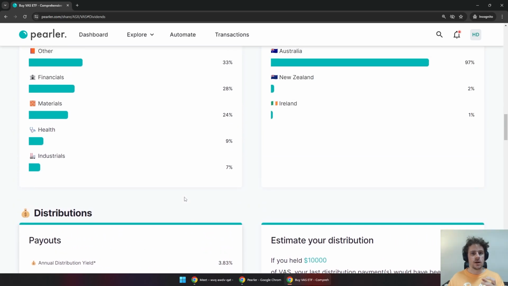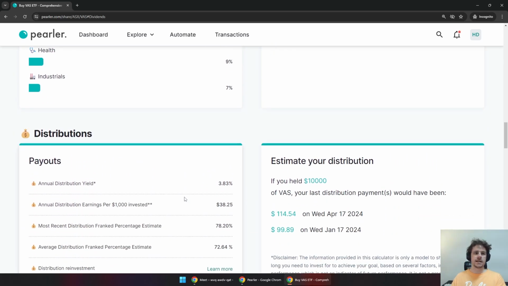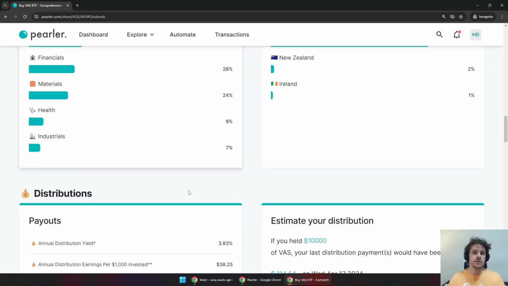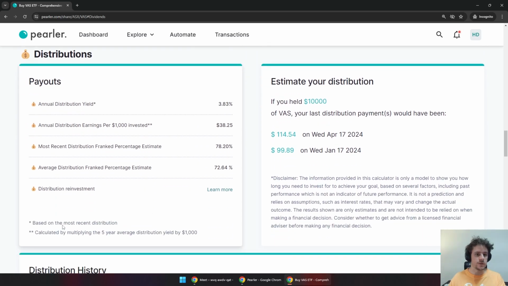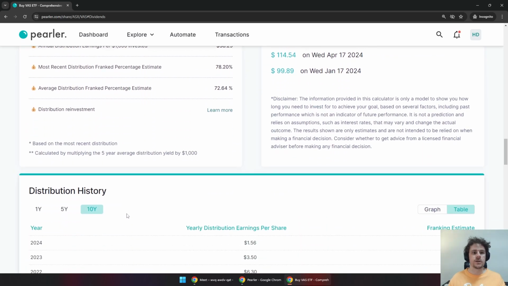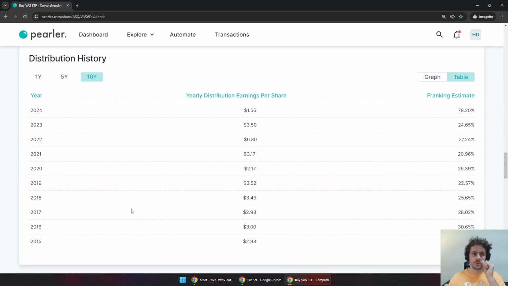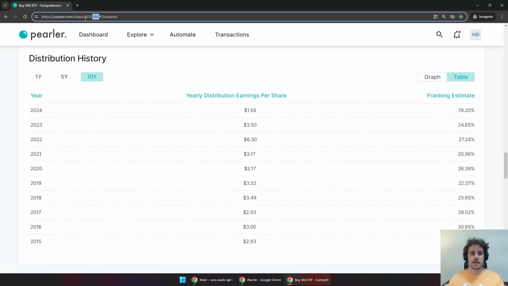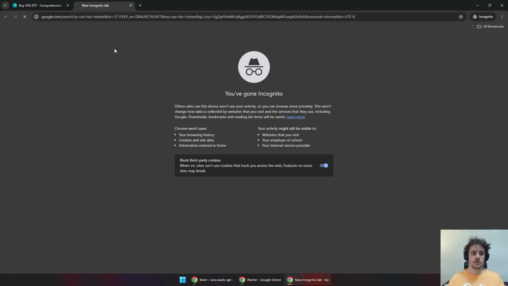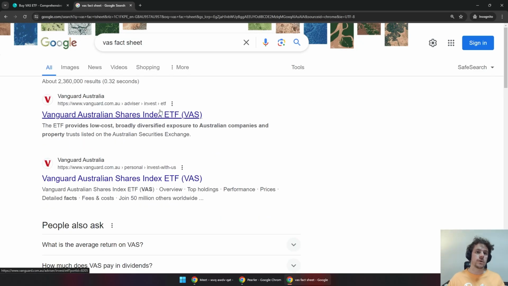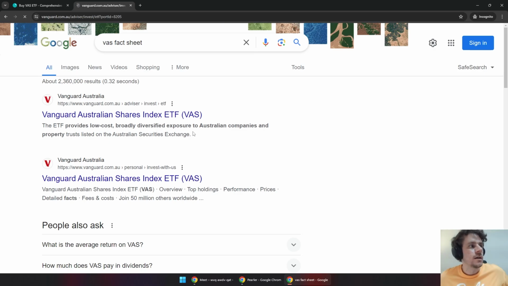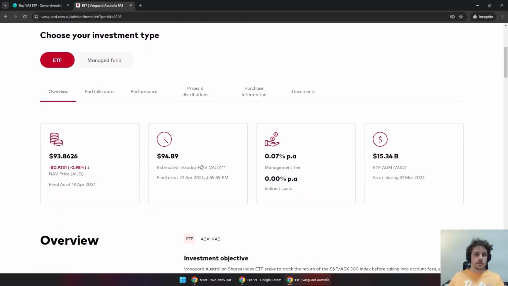But I think what's important is that we get information through providers that occasionally might lag behind the source of truth by like a week or something. We do have some disclaimers here that this information comes from this source. So sometimes you can just Google it. For instance, if you want VAS, you can just say VAS fact sheet or VAS dividends, and you'll nearly always find the fund provider site as the top link. And a lot of information is there. I want to be clear, the information on Pearler is not unique. We are showing the same kind of information here.